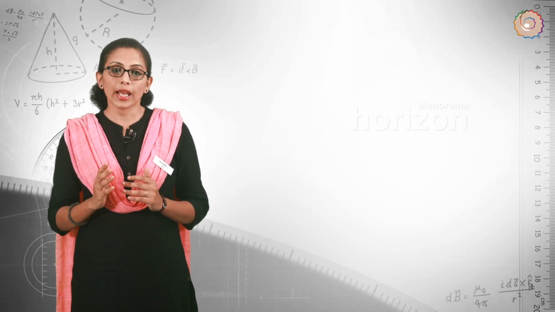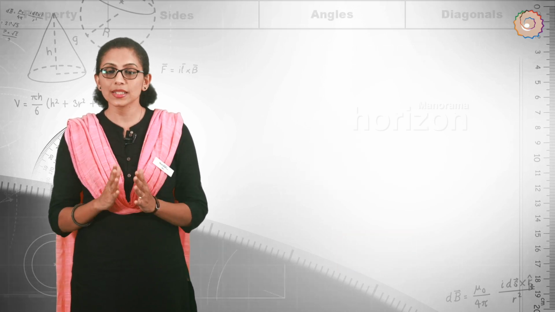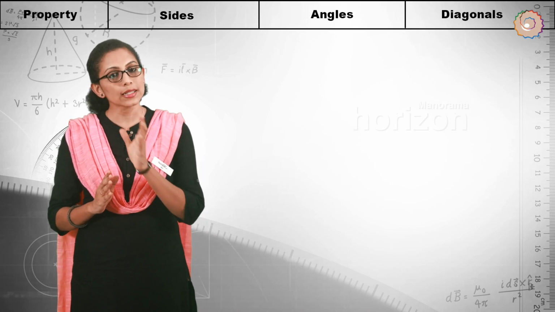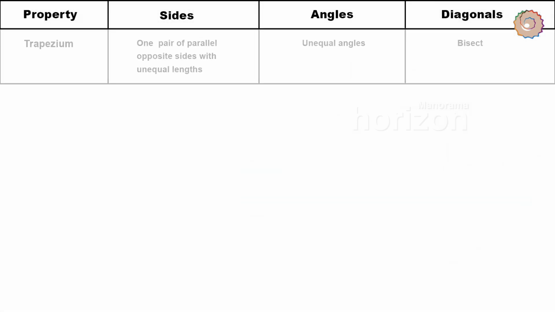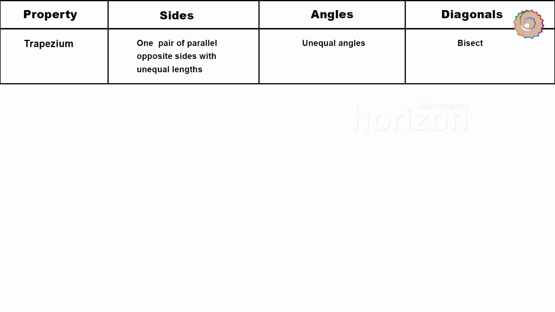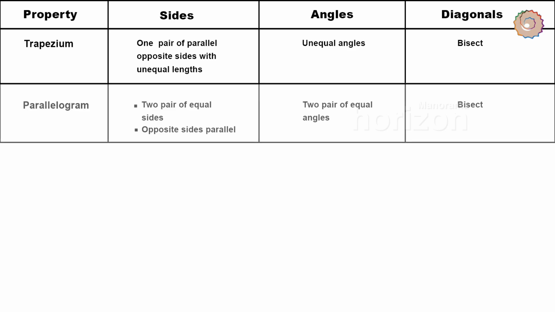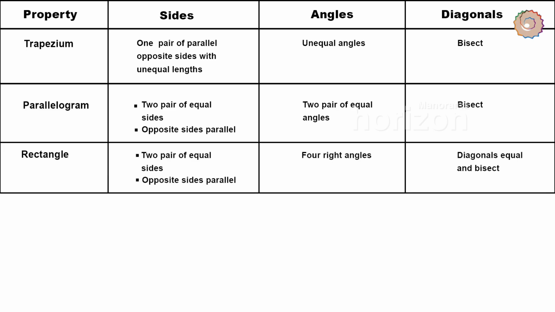Now, let's compare all quadrilaterals on the basis of their sides, angles and diagonals. In a trapezium, we can see one pair of parallel opposite sides with unequal length and angles are unequal. And what about the diagonals? Diagonals bisect. Next, in a parallelogram, opposite sides are equal and parallel. Opposite angles equal. And what about the diagonal? Diagonal bisect each other.